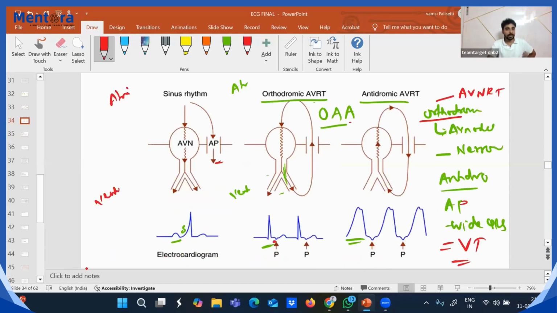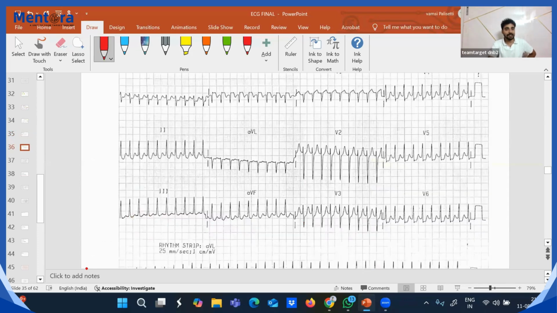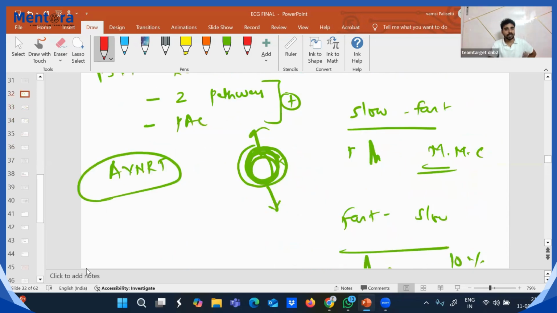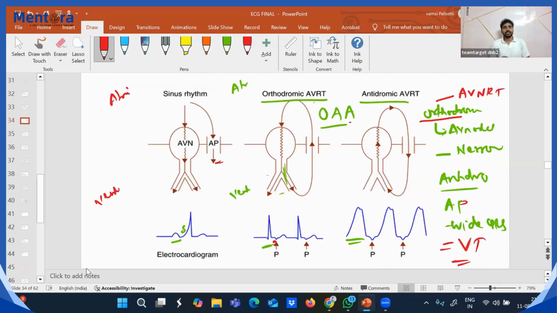I think full of doubt, I think. Any doubts? Is it clear or not? No problem, we can repeat, no issues. Where did you people get lost? We can explain, no problem. Yes, sir. It looks exactly like AVNRT. Till there I understood. Till there you understood, right?